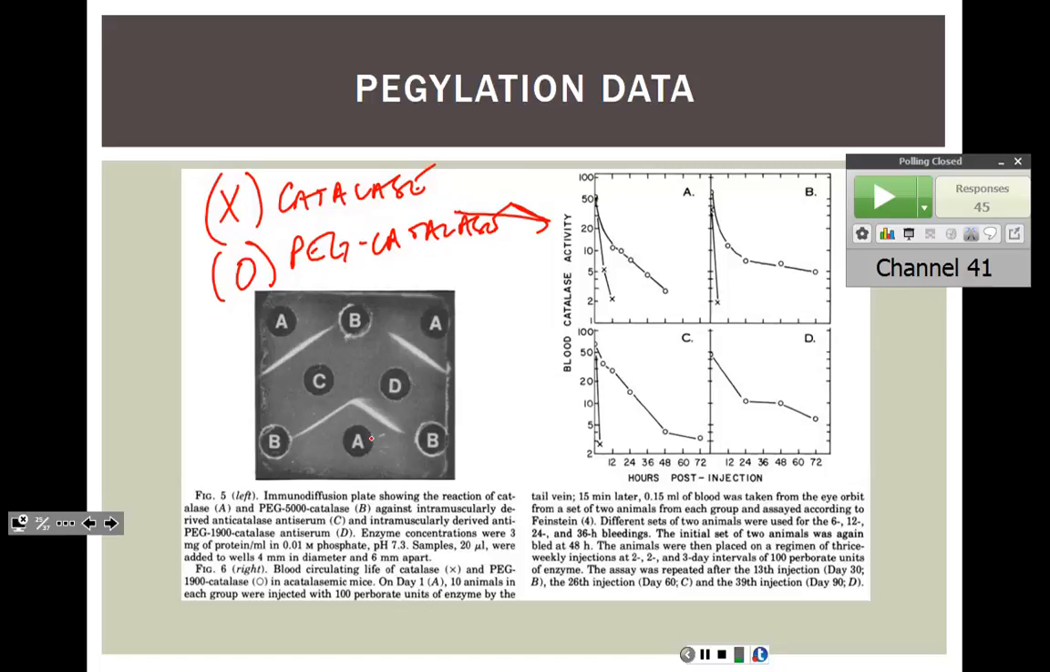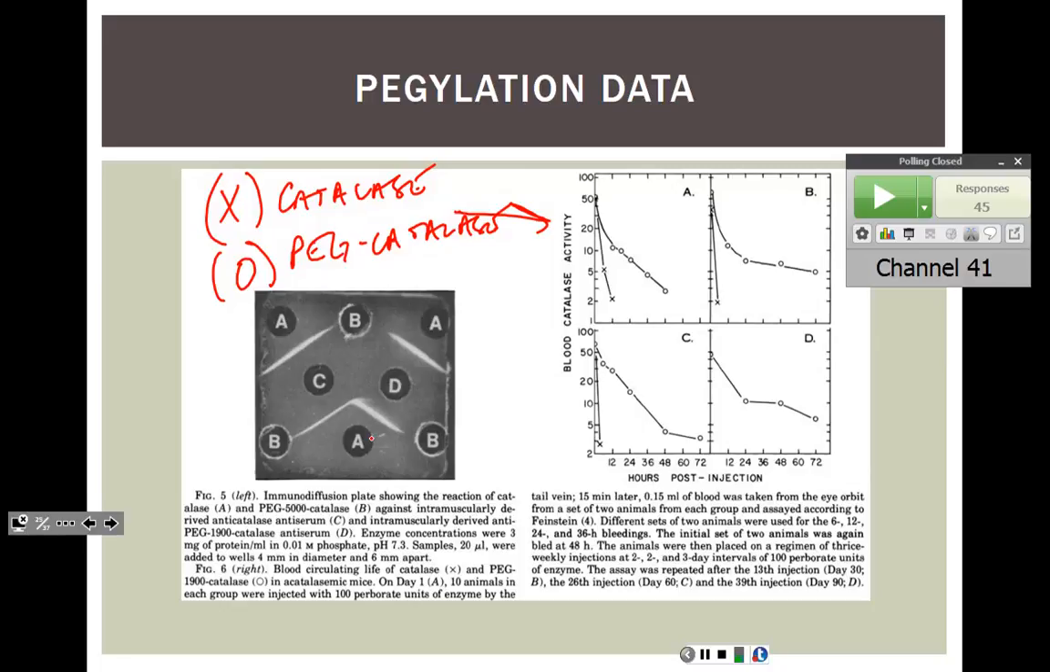In mice. Okay? So the experiment goes on day 1. The animals are injected with the enzyme, either the catalase or the pegylated catalase. Right? So we have 2 cohorts of animals. One cohort is injected with the pegylated catalase, the other is injected with the regular catalase. And then they start taking time points.